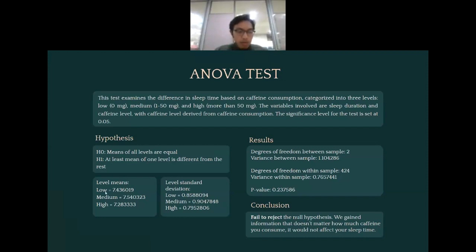We see in the low level 7.4, medium 7.5, high 7.2, with the standard deviation, and from the results in R programming, we can conclude that we fail to reject the null hypothesis, meaning different levels of caffeine consumption do not affect the sleep duration of people.